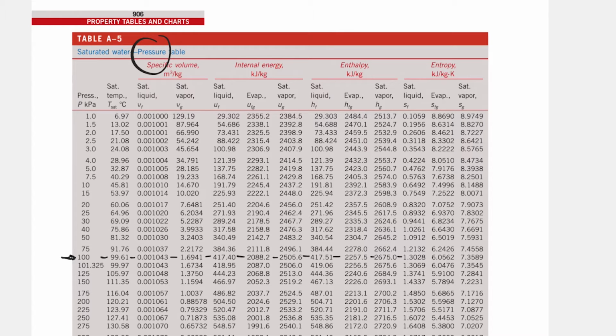Whenever you have both, it's not wrong to use the pressure table, but the temperature table is going to give you less of an error, okay? So your answers in your calculation are going to be more precise by using the temperature table than when using the pressure table.